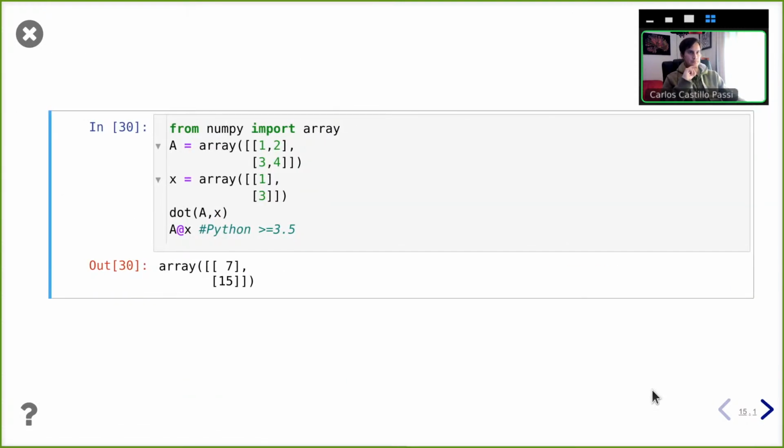So let's continue. How can you do this in Python? Let's define a matrix as an array.